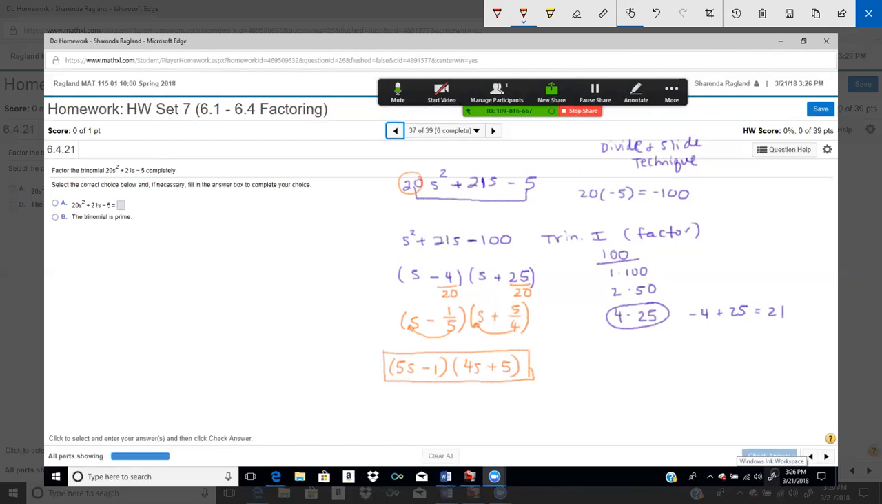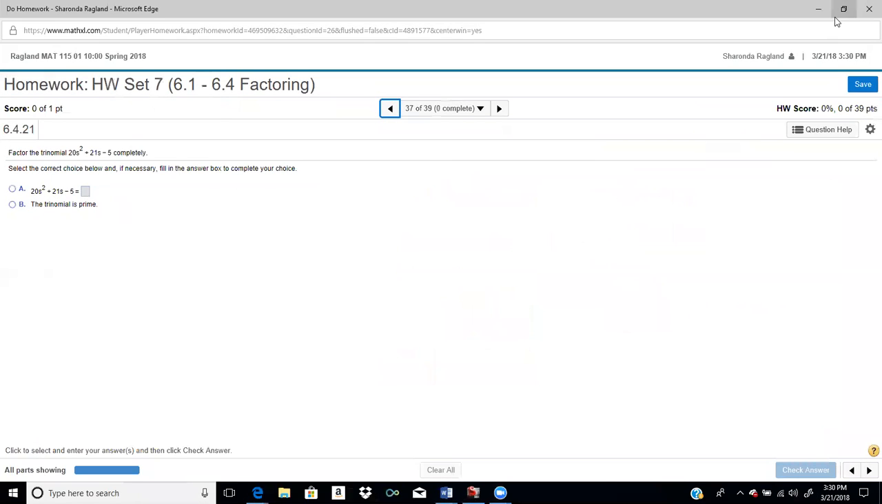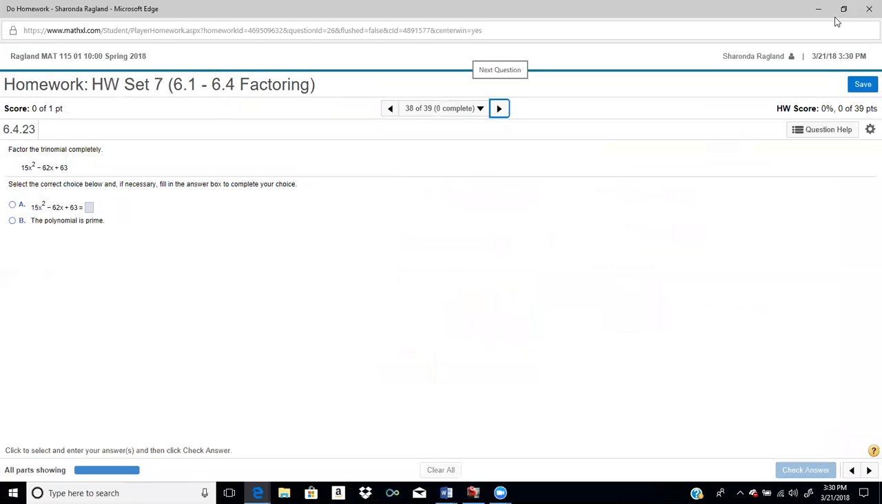See, otherwise you can do it another way, I guess the trial and error way. But then you have to try one, FOIL it out, the inner and the outer. If that doesn't work, try another one and keep going until you get to this solution. Good. So that's why I like the divide and slide for that one.